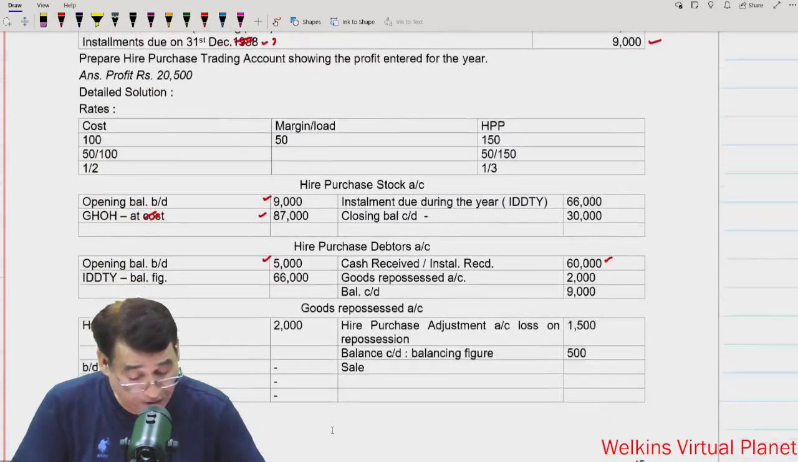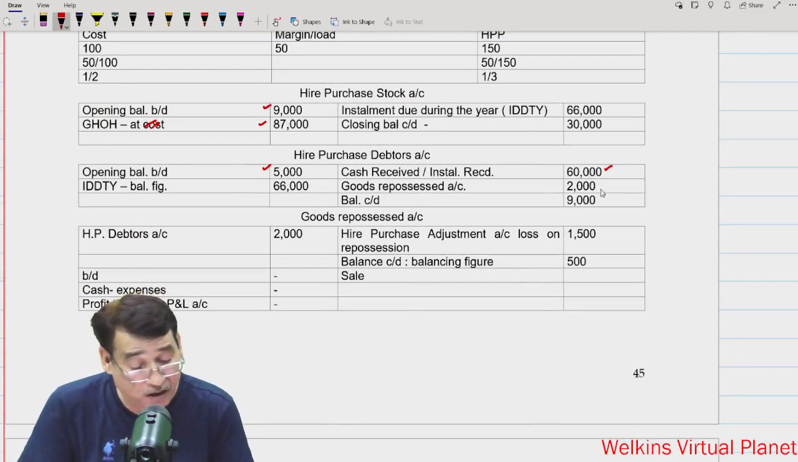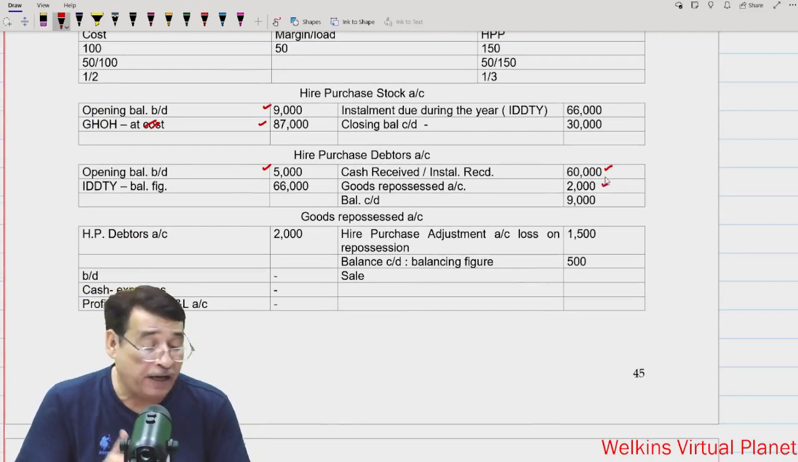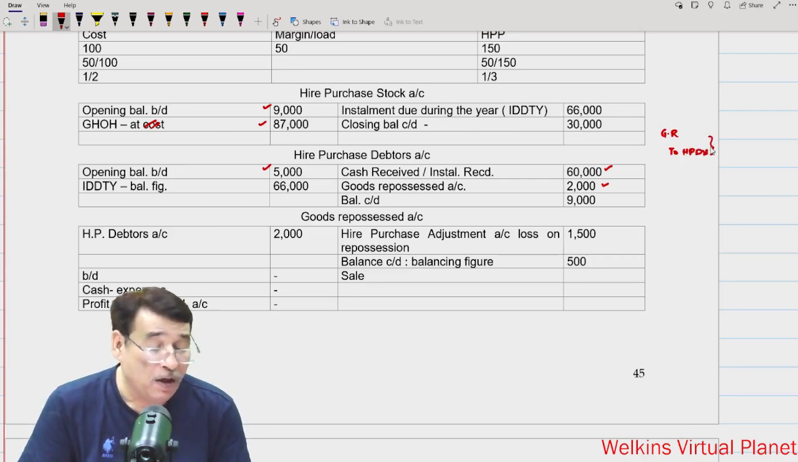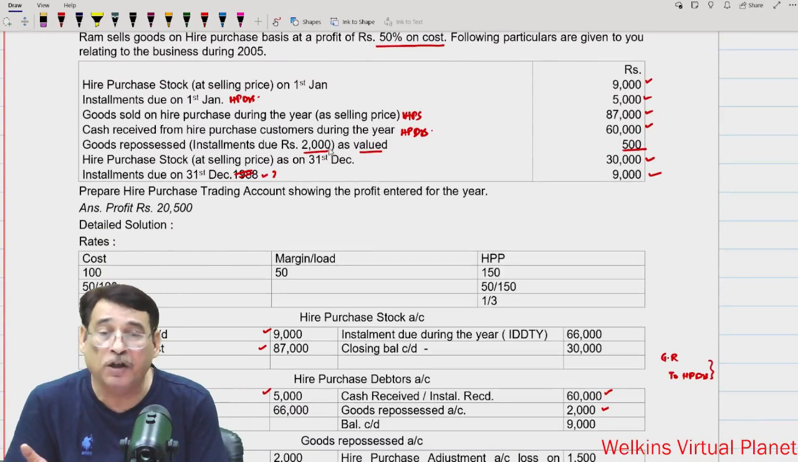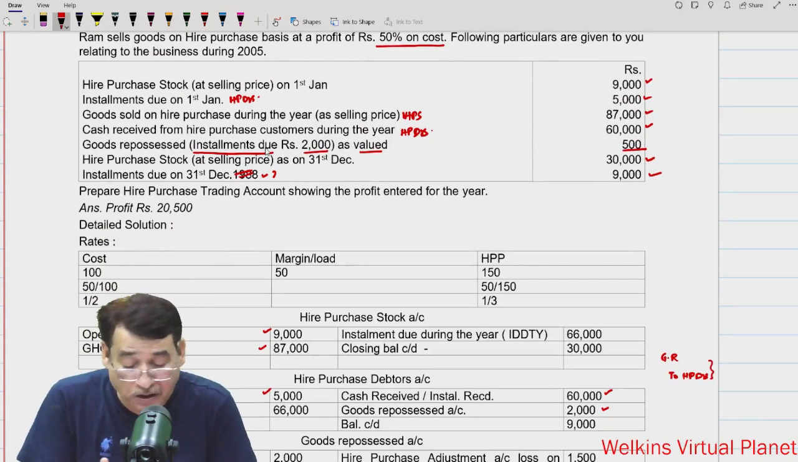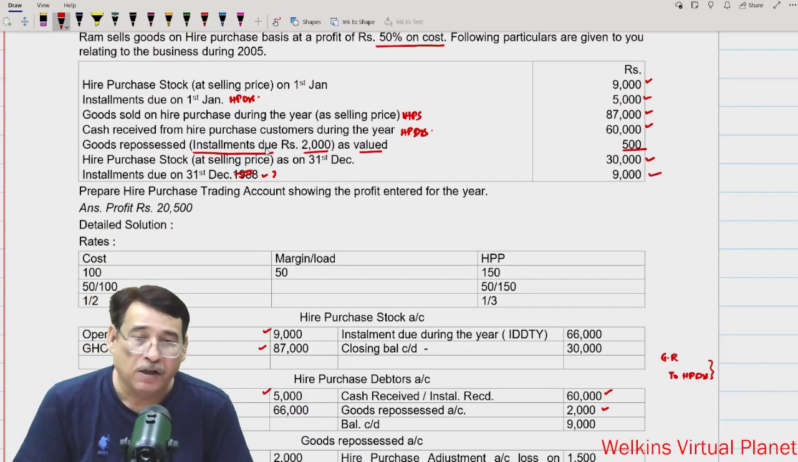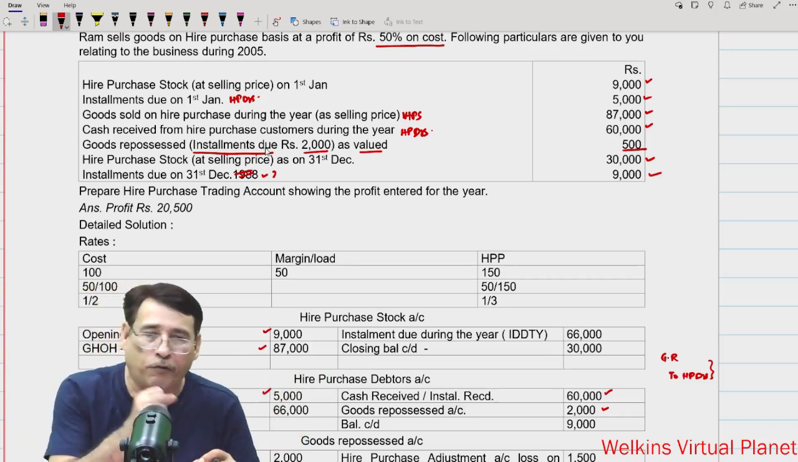Now goods repossessed, pay attention. Goods repossessed, I have written in higher purchase debtors account to the credit side. That means whenever we are going to repossess the goods, my first entry will be goods repossessed account debit to higher purchase debtors account. And we will presume, if nothing is mentioned in the question. In fact, in this question, it is mentioned installment due. That means this amount was due, but debtors might have defaulted. So that is why we repossess 2000 worth of goods from the debtors.